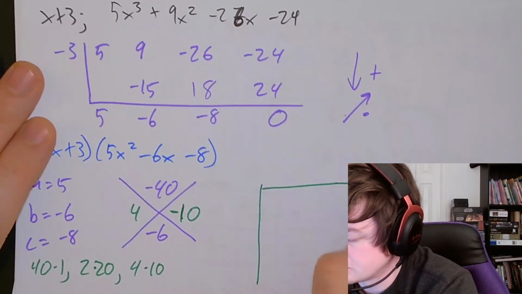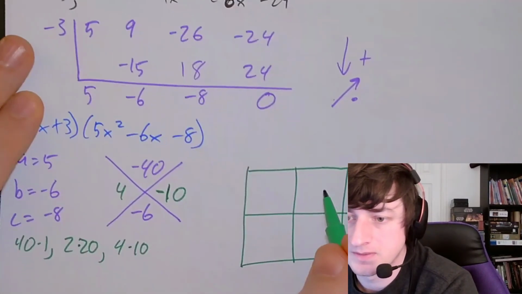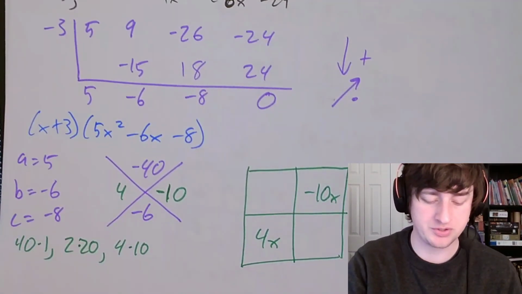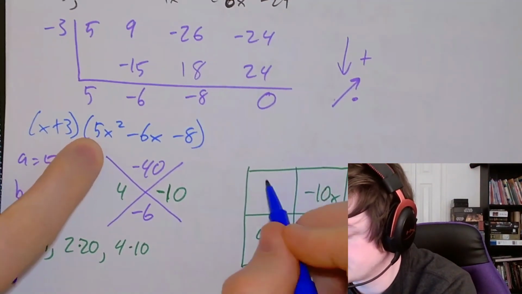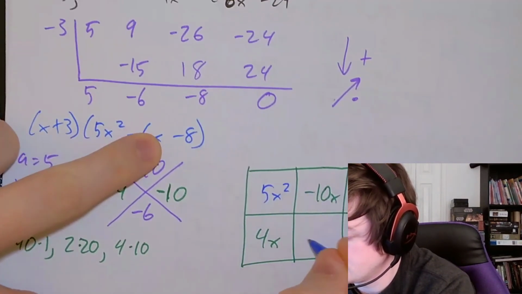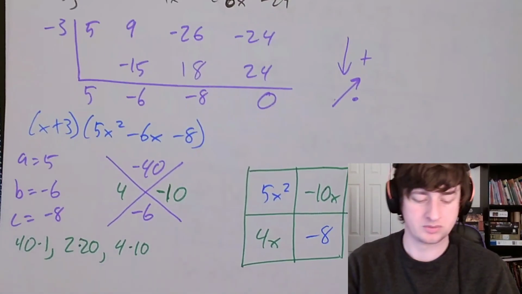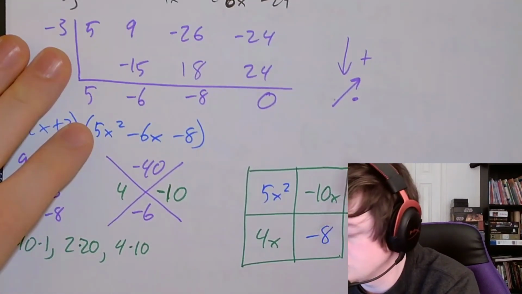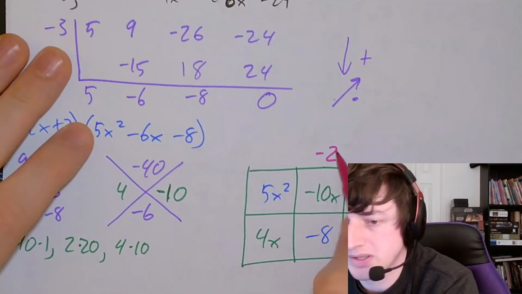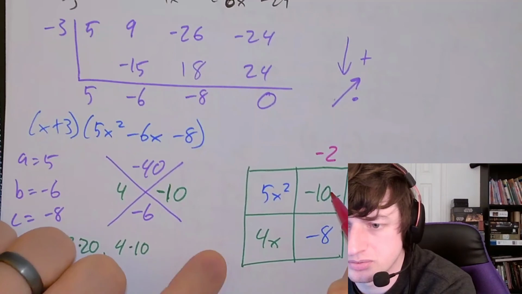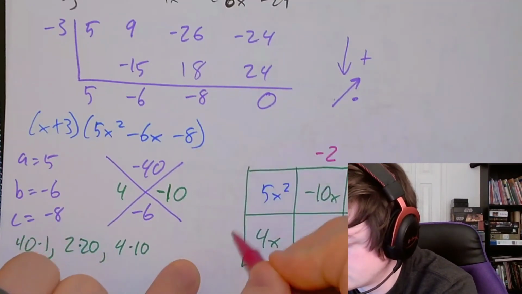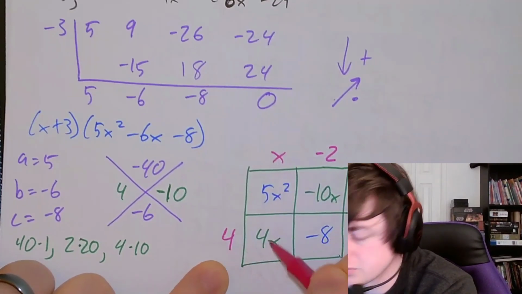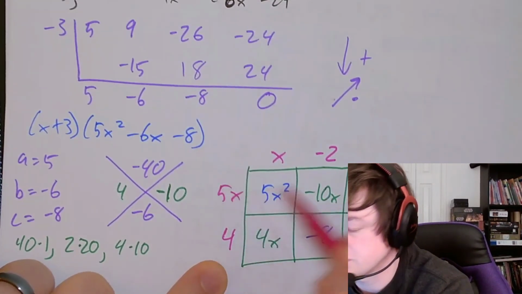And then we're going to make our box. And so we get a 4x in one, a negative 10x in the other. And then the first and the last boxes come from our original quadratic here, 5x squared and the negative 8. And then we're just going to factor out everything in common. So vertically here we have a negative 2 that we can take out. And if that's negative 2, then this one has to be 4. 4 times negative 2 gives us a negative 8. This has to be just x, because x times 4 gives us the 4x. And then that means that this is a 5x.